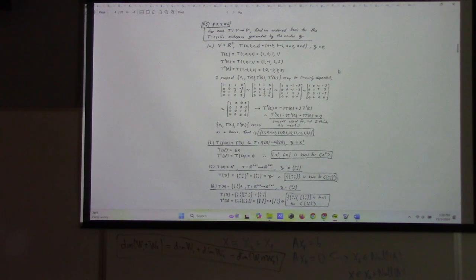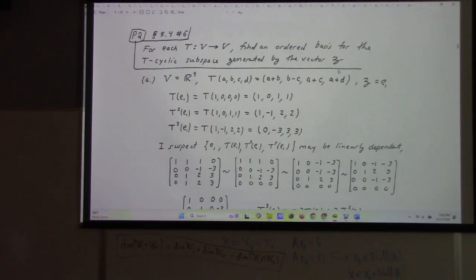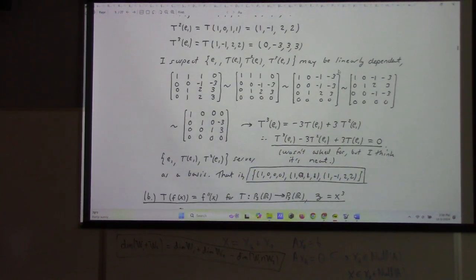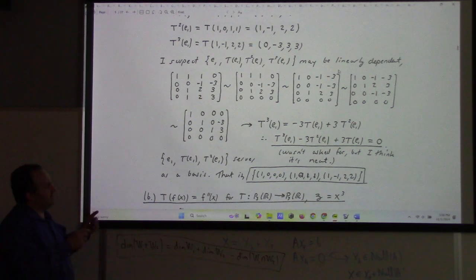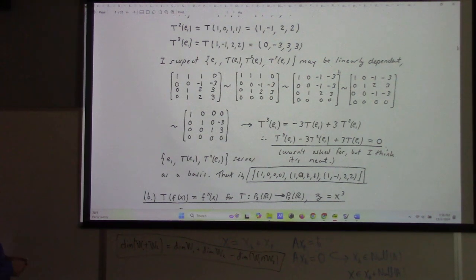And I also found these calculations really fun. I don't know about you guys, but this T-cyclic stuff was a very interesting calculation, don't you think? I really liked this problem. It was interesting, the way you had to think through it and everything.